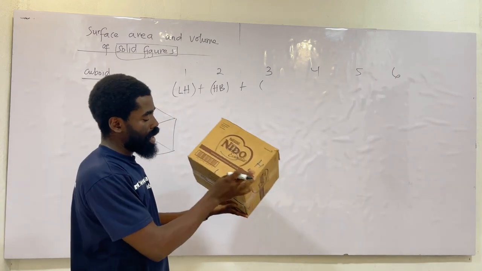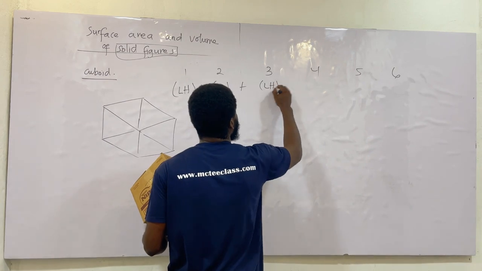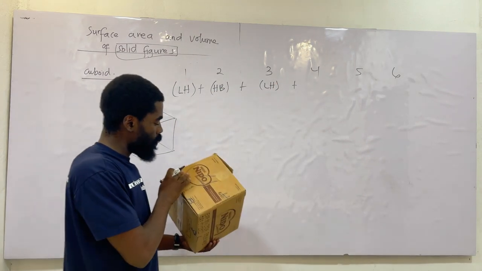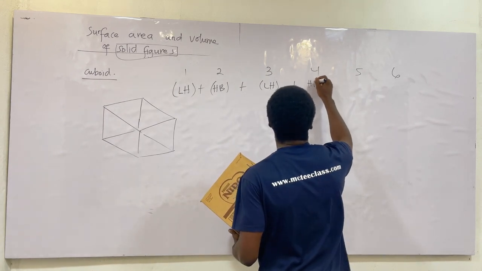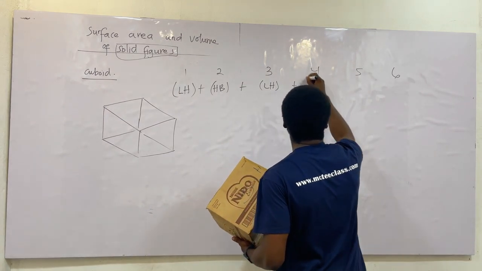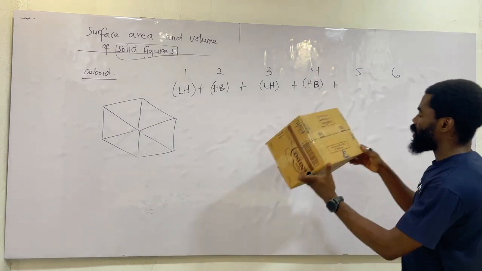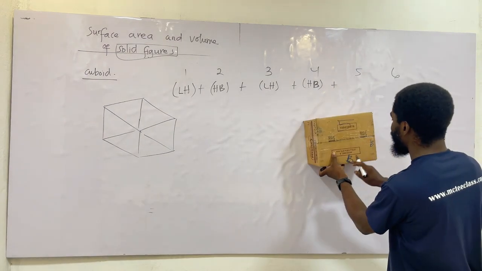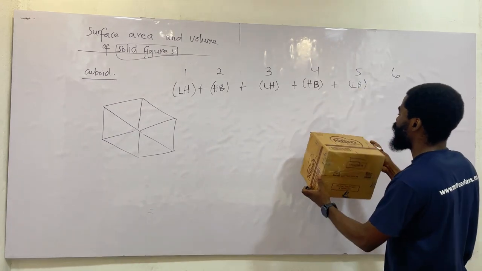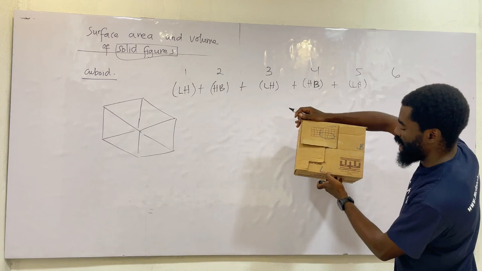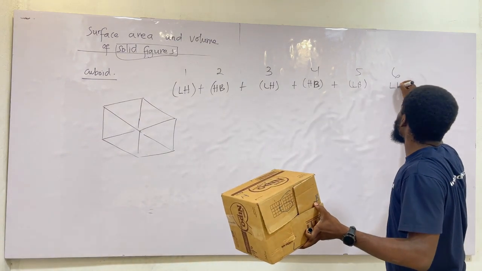Let's look at phase 3. That is the length times the height once again. So length times height, plus phase 4. That's the breadth times the height. Then plus phase 5, that is the length times the breadth. Then phase 6 also gives us length times breadth.